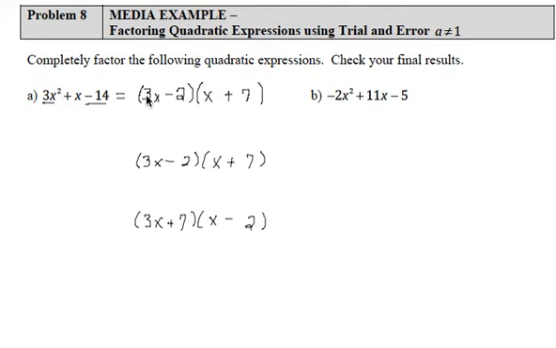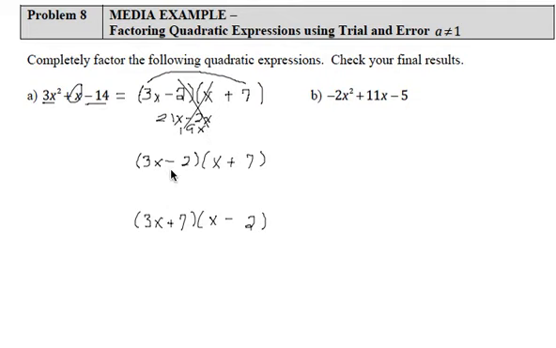So I know that my first multiplication is correct. I know my last multiplication is correct. What I'm testing is the combination of the outer and the inner. So in this case, that's going to be 21x minus 2x. That's 19x. That's not x. That's what I'm looking for, is x. So this one does not work.